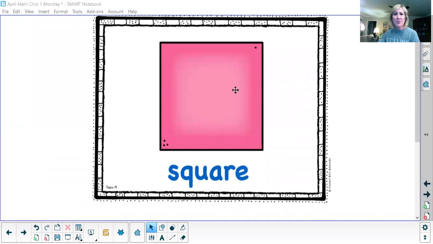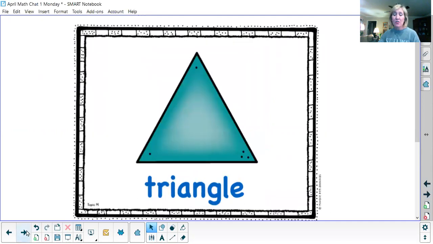Okay, so this, you all know, is a square. A square has 4 sides and 4 corners. That is a two-dimensional shape. Another two-dimensional shape you are probably very familiar with is the triangle. 3 sides, 3 corners. And I'm going to teach you a new word. Another word for corners is vertices.